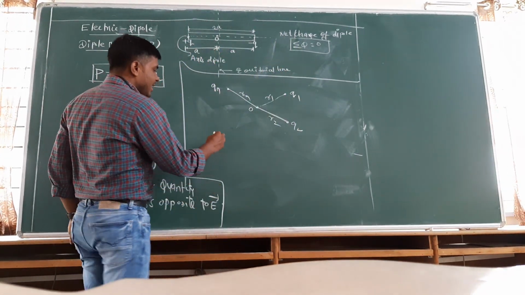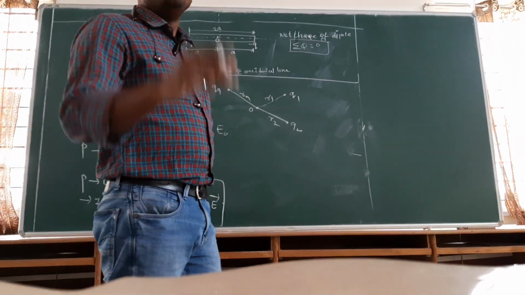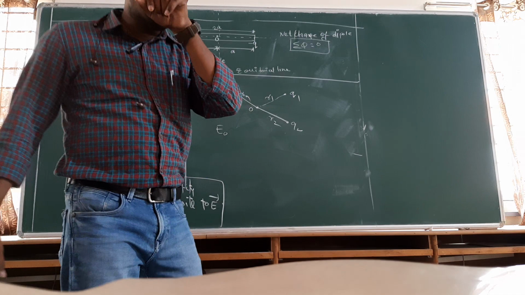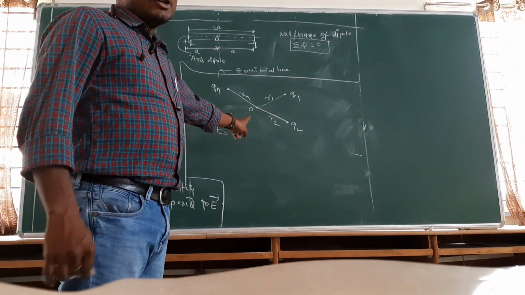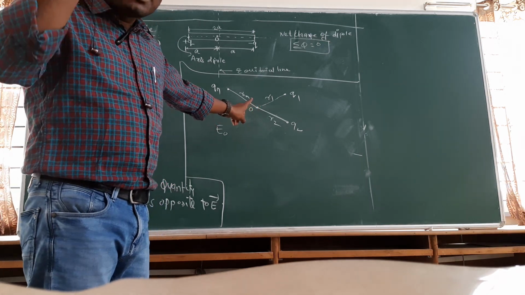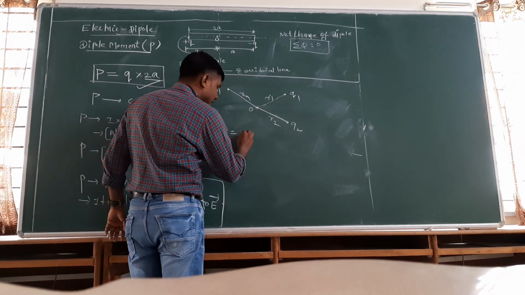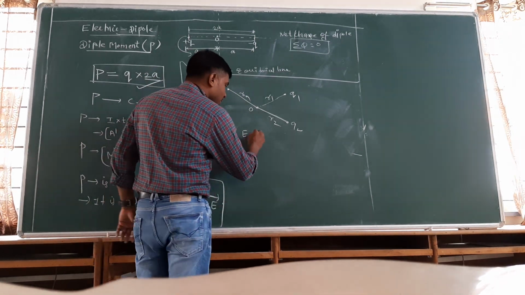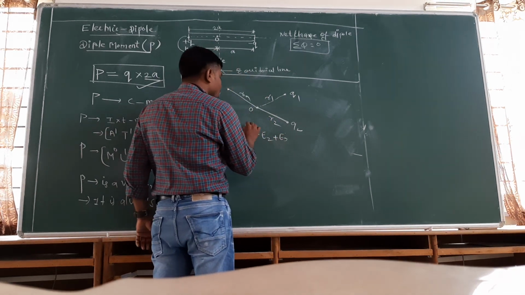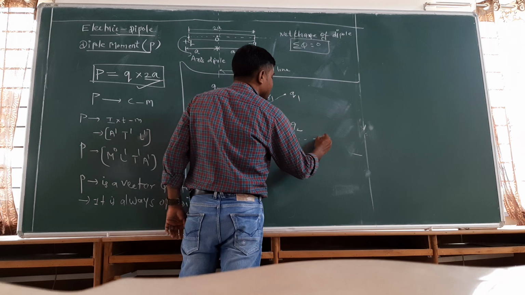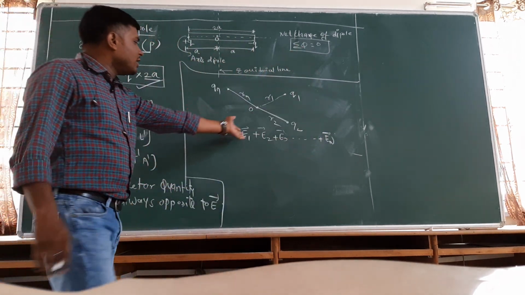So we can write EO. EO, the net electric field at point O, is equal to the vector sum, not an algebraic sum, because electric field is a vector quantity. So EO is equal to E1 plus E2 plus E3, and in this way, all being vector quantities, plus up to En.